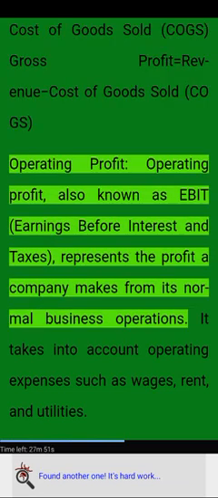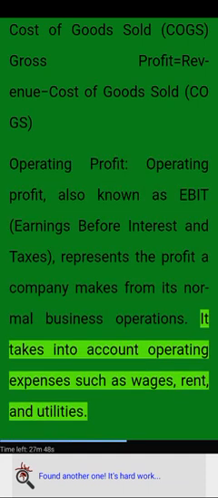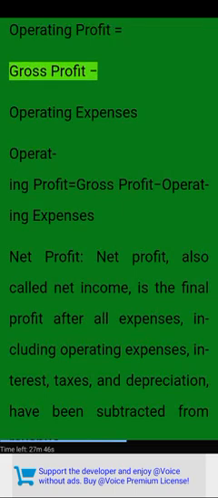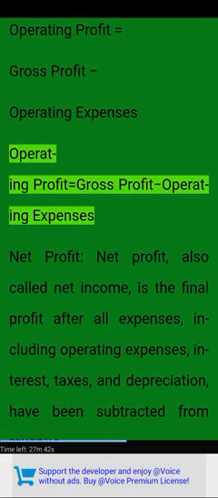Operating profit. Operating profit, also known as EBIT, earnings before interest and taxes, represents the profit a company makes from its normal business operations. It takes into account operating expenses such as wages, rent, and utilities. Operating profit equals gross profit minus operating expenses. Net profit.